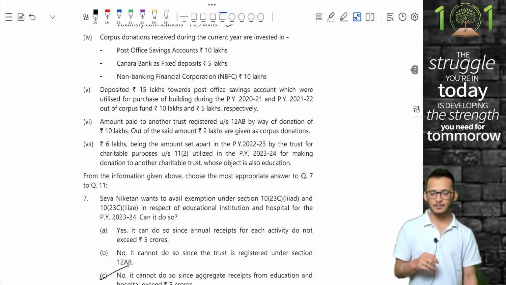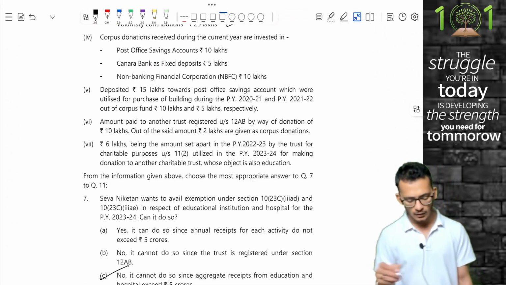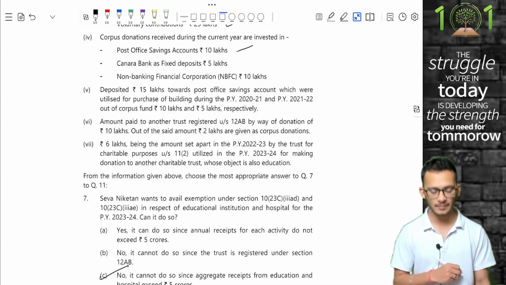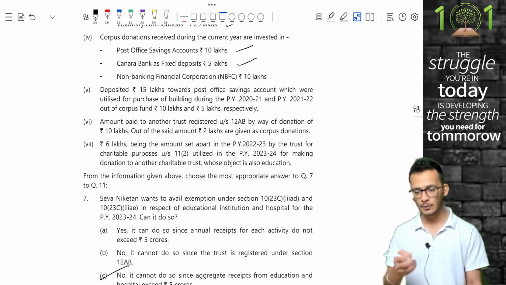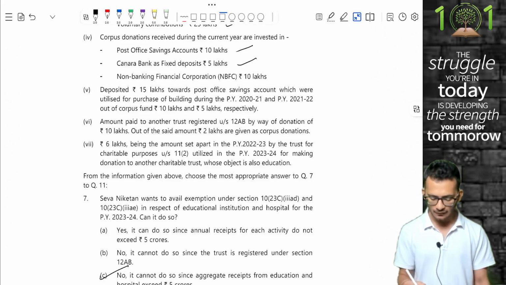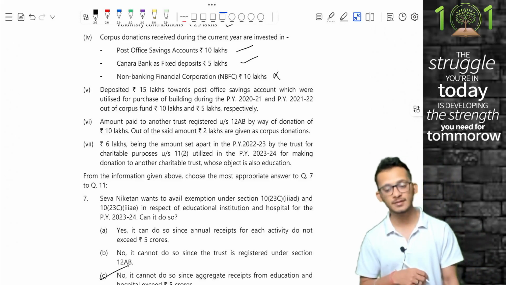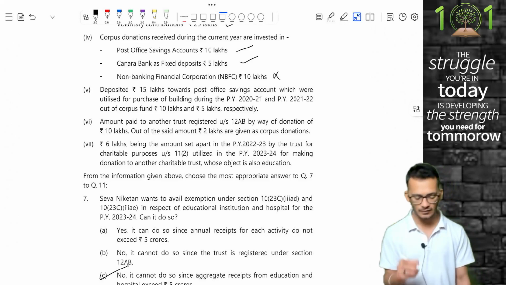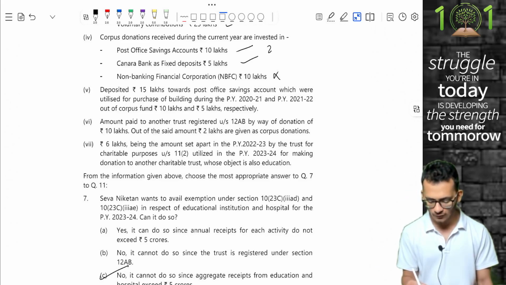Look at the balance. They are coming and saying the corpus donation balance has been used for post office savings. Approved mode, therefore exempted. Has been put in Canara Bank as fixed deposit. Investment in scheduled bank, approved and proceeded. Non-banking financial corporation is not notified in 11.5, which means the only items which you can claim as an exemption for corpus donation is the first two items, which will total to 15 lakh rupees.